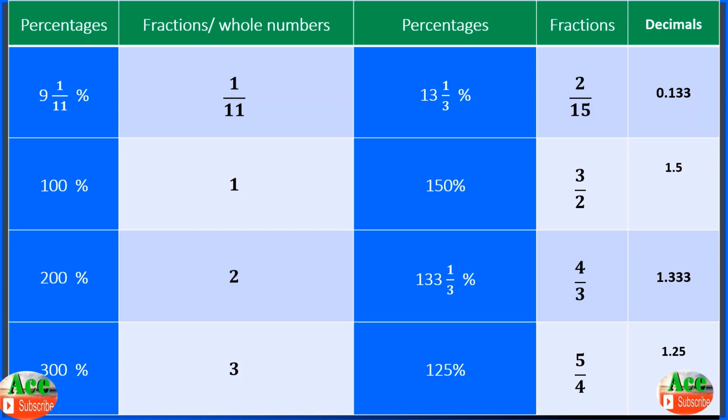150% can be expressed as a fraction 3 by 2, and as decimal 1.5. 133 and 1 by 3% can be expressed as a fraction 4 by 3, and as decimal 1.333. 125% can be expressed as a fraction 5 by 4, and as decimal 1.25.